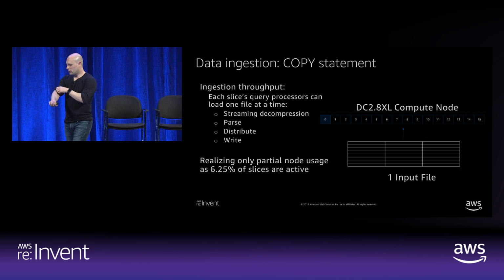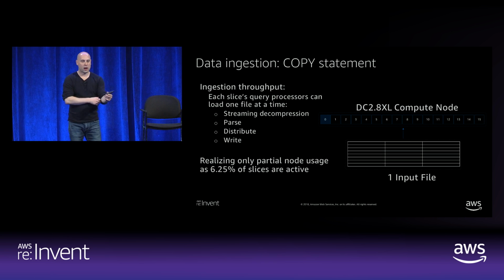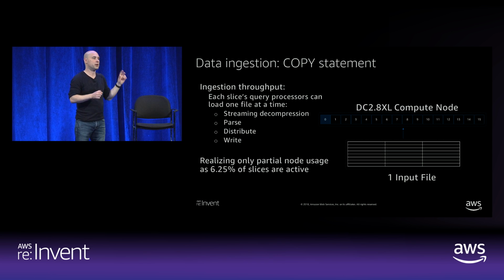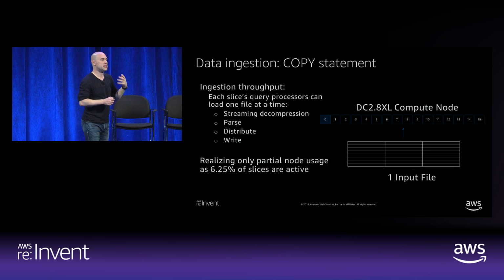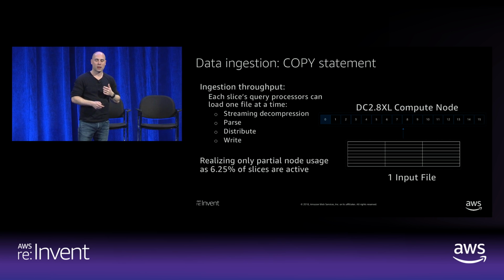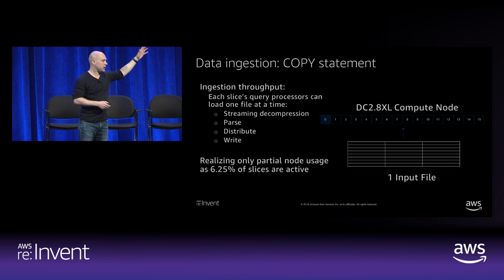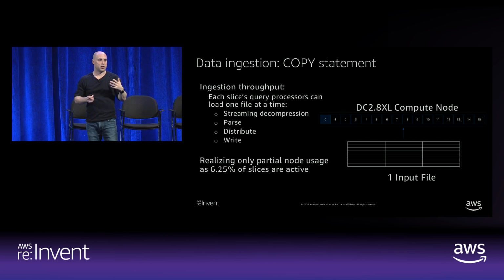So I'm going to talk a little bit about the copy statement. The copy statement is how we typically get data into Redshift. In this example, I have this DC2 8XL node type. It has 16 slices. And I'm going to use the copy statement to ingest this one large file. What would happen is the leader node's going to check S3. It's going to notice that there's this file on S3, and it's going to have, in this particular case, the first slice in the cluster load that file up. It's going to parse it, distribute it, write it out to disk across all the slices.